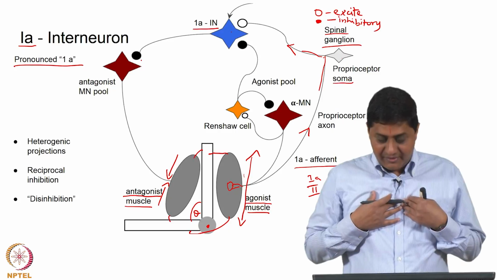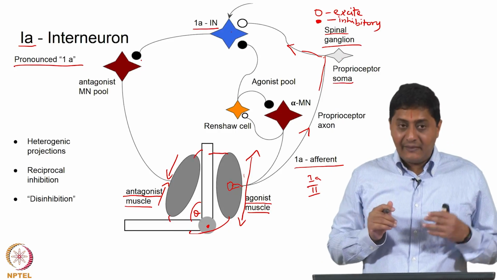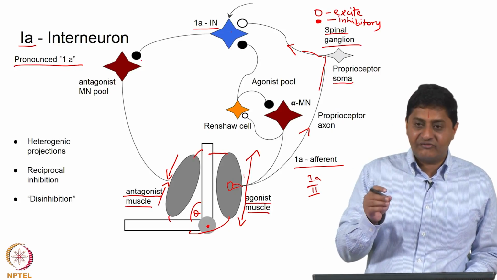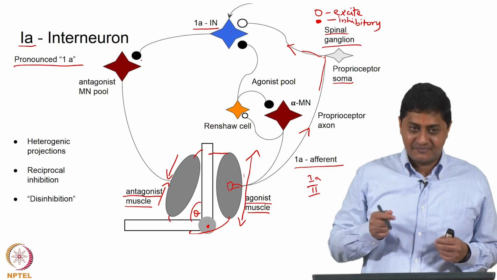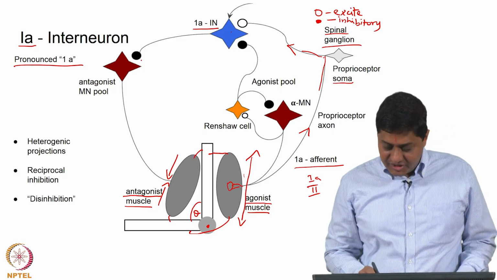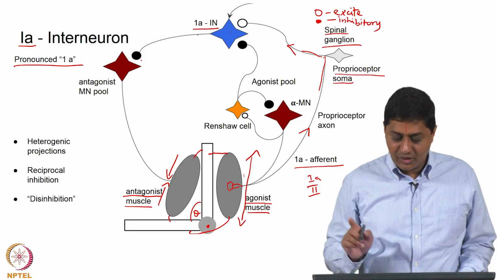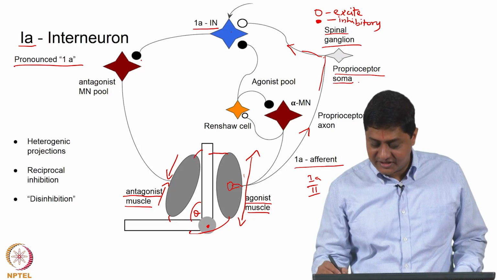Let us assume I am the agonist muscle, somebody is pulling me, the antagonist muscle is pulling me. I am trying to minimize the amount of that antagonist activation, so I will not be pulled too much. So, that information goes via the proprioceptor neuron through the 1A interneuron. Note, the information from the proprioceptor neuron is always excitatory.